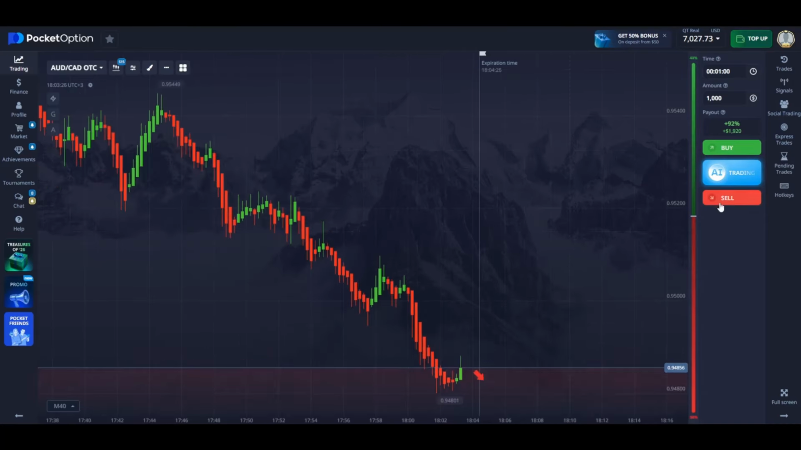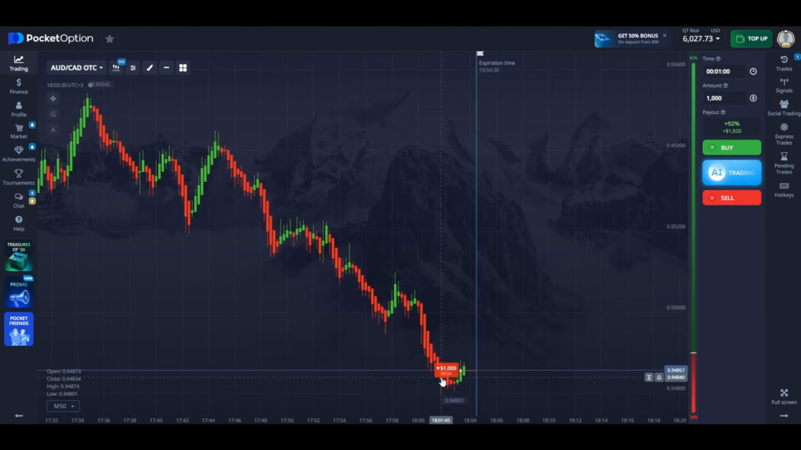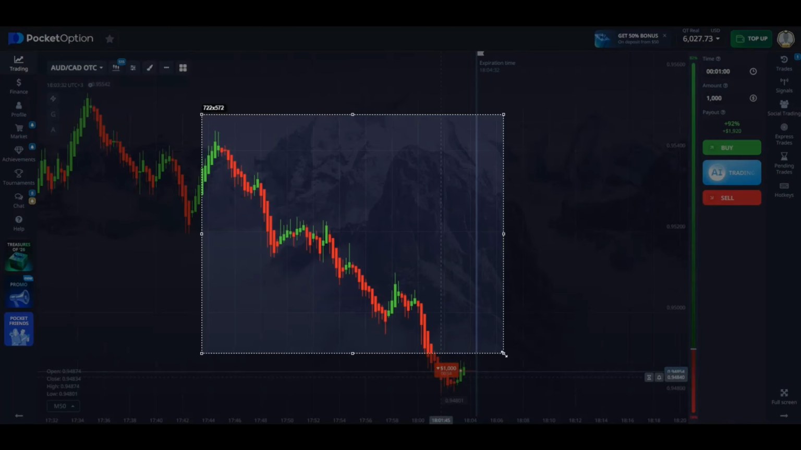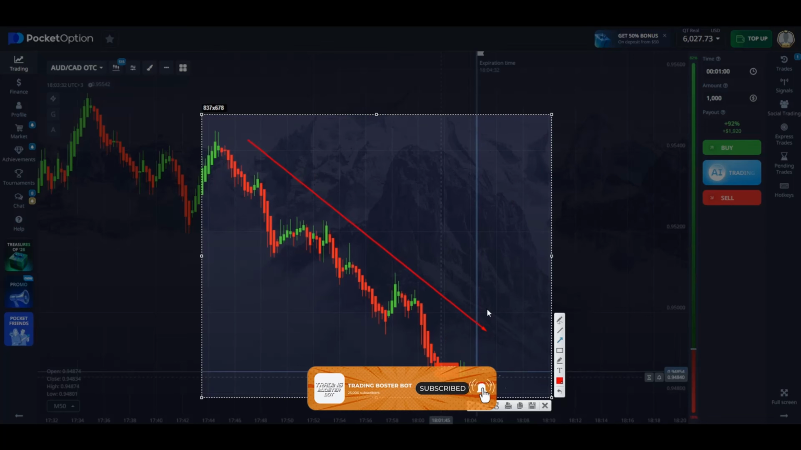So, guys, here we are at the entry point. Let's open a position for a decline and break down the essence of this strategy. Take a look at the chart. As you can see, right now we have a clear downtrend, and you can notice several situations here.